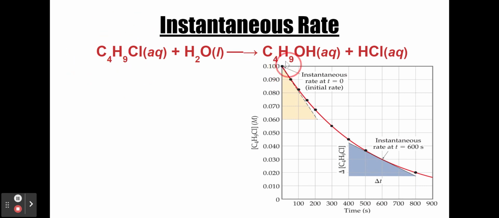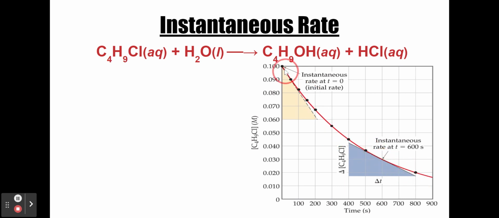So we're going to start with a lot of it, 0.1 molar at time 0. When the reaction begins, our initial rate at time 0 is going to be here. As the reaction goes, you can see it's decreasing, which is what we would expect. The reactant is decreasing because it's forming product, but you'll notice that its slope decreases as time goes on. It starts to curve and flatten.